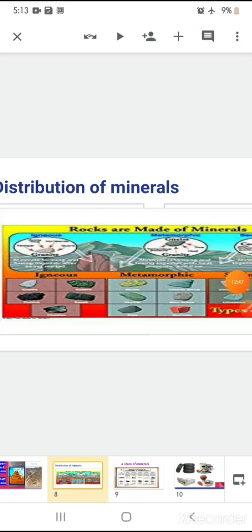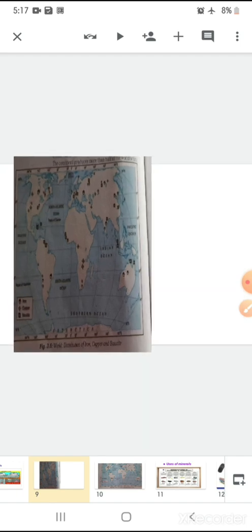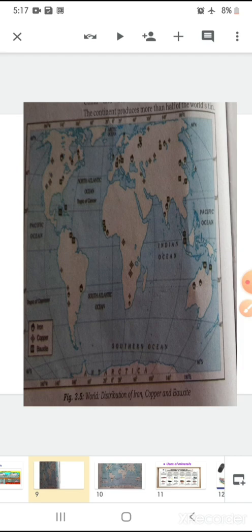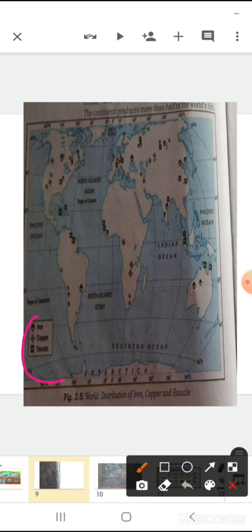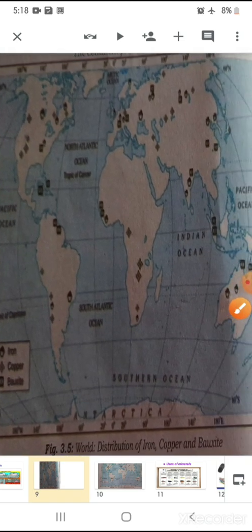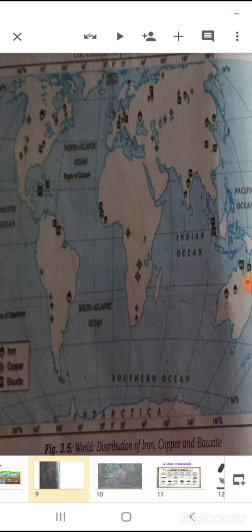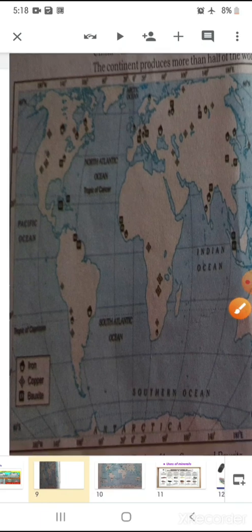So children, this is a world political map which is illustrating the distribution of iron, copper and bauxite. See children, we have these symbols over here for iron, copper and bauxite. You can see this is the North Atlantic Ocean, Tropic of Cancer, South Atlantic Ocean, Indian Ocean, then you have the Pacific Ocean over here.